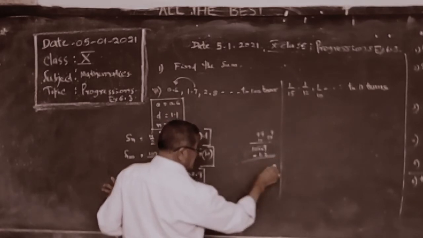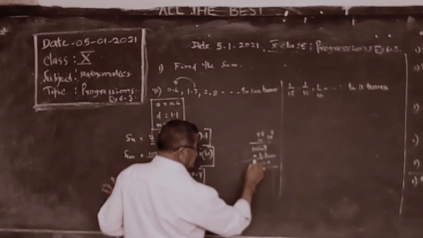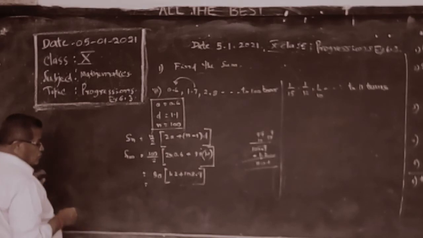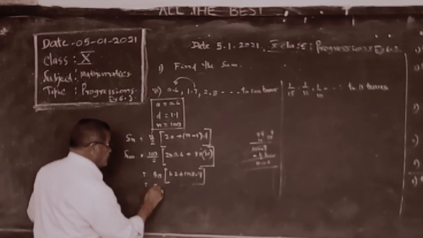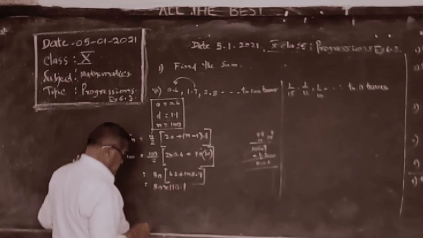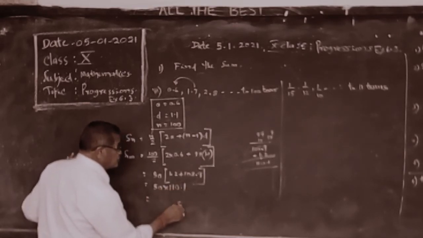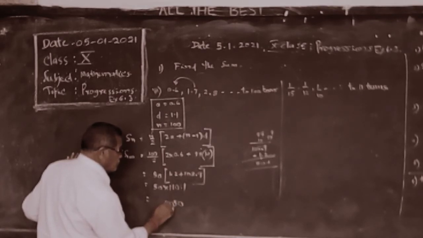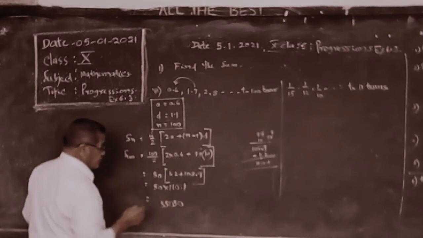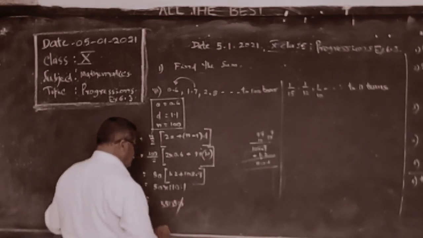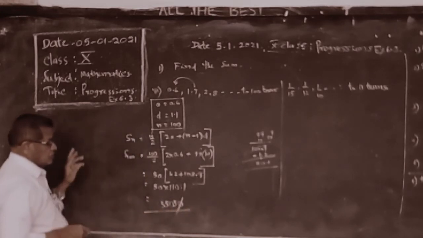Add 9 to 11, that is 10, carry 1, and the sum is 110.1. Now 50 into 110.1. Multiply: 5 ones are 5, 5 zeros are 0, 5 ones are 5, 5 ones are 5. The decimal place cancels. This is the sum.